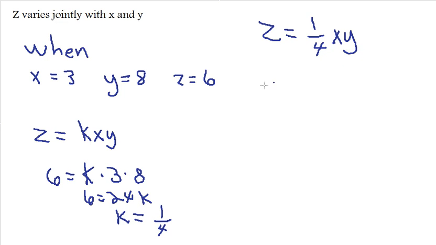Let's find z. We're going to find z when x is equal to 6 and y is equal to 4. We just substitute these values in here for x and y and solve for z. We can do this in our head. z is equal to 1/4 times 6 times 4. Well, 6 times 4 is 24. 24 times a fourth is really 24 divided by 4, which is 6.